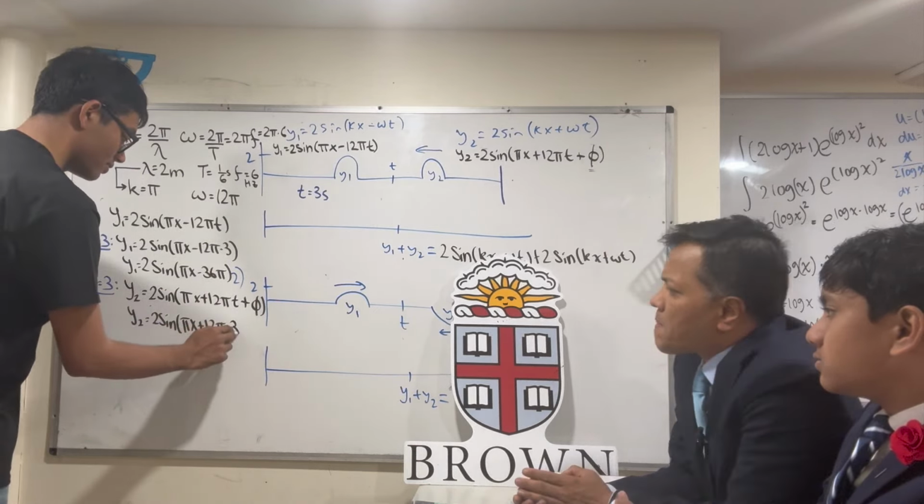Y1 plus y2 is then 2 plus 2. No, I know you can answer that one. I'm going to throw a marker at you if you ask me one of those stupid questions again. Okay, so instead of this one now, can you replace this one by that? 4 sine pi x minus 36 pi.